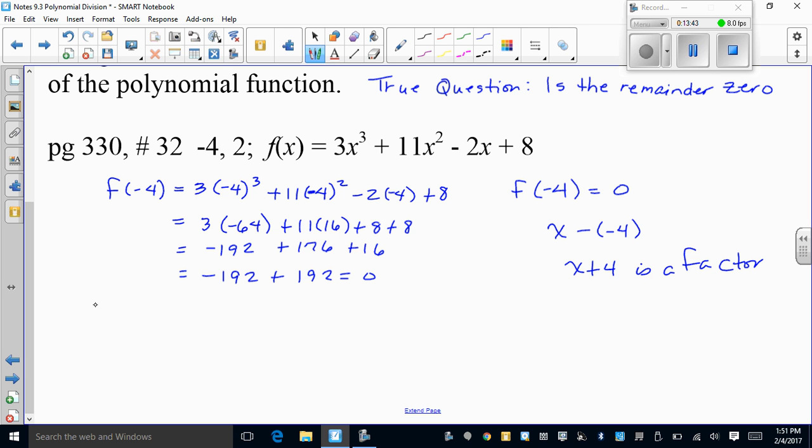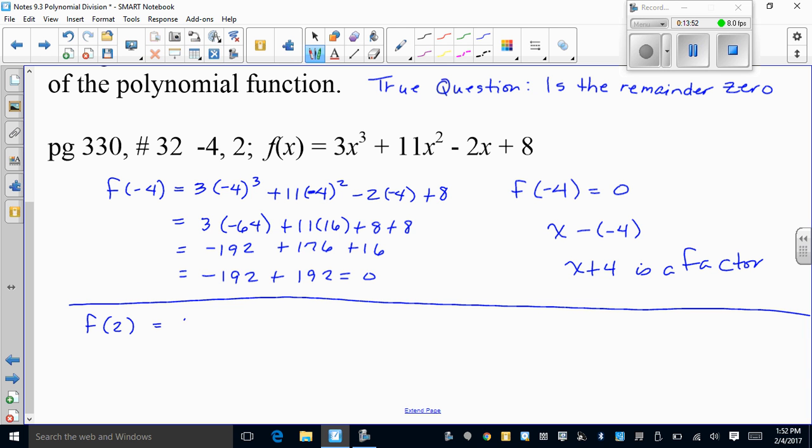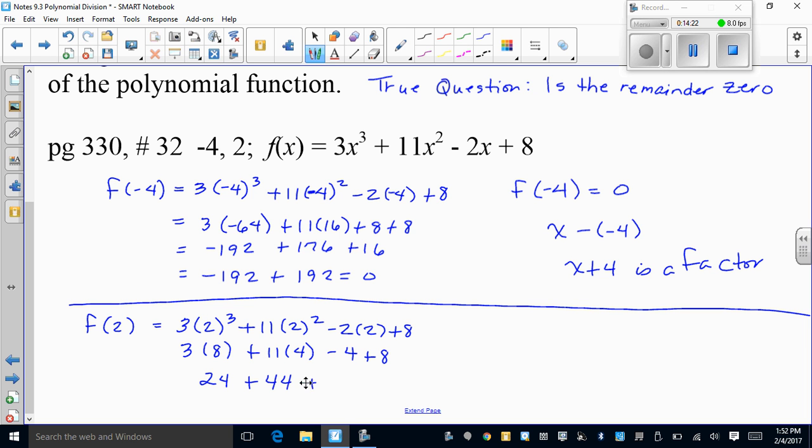All right, so that was f of negative 4. Let's see if I can do this with f of 2 without making a mistake. So this is 3 times 2 cubed plus 11 times 2 squared minus 2 times 2 plus 8. So this is 3 times 8 plus 11 times 4 minus 4 plus 8. So 24 plus 44 plus 4, not going to get me to 0. But 44 plus 24 plus 4 is going to get me to 72. F of 2 equals 72. Therefore, x minus 2 is not a factor.